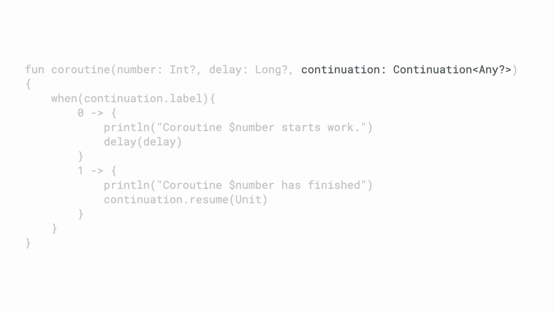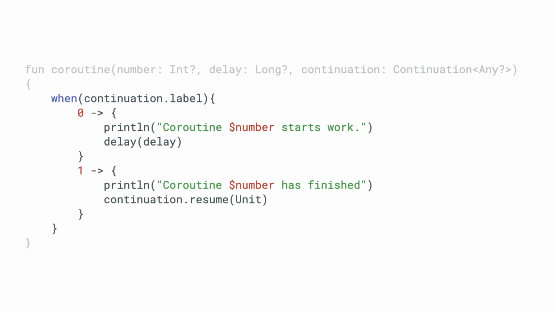The body now contains a when expression. Depending on the label property of the continuation object, either the first string is printed and delay is called, or the second string is printed and continuation.resume is invoked in order to communicate back to the caller of this function that it completed. I simplified this resulting code a lot. In the real world, it is more complex, but for our purposes, I think this level of abstraction is appropriate.